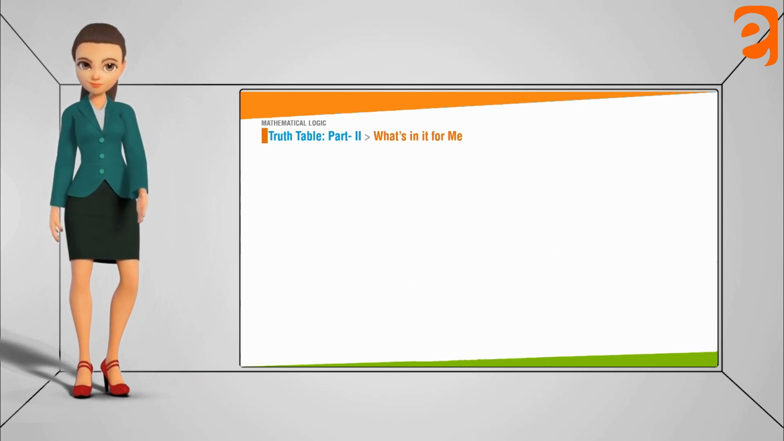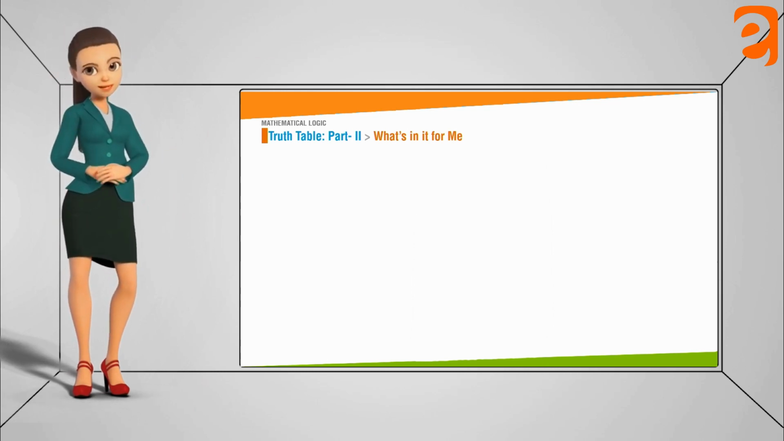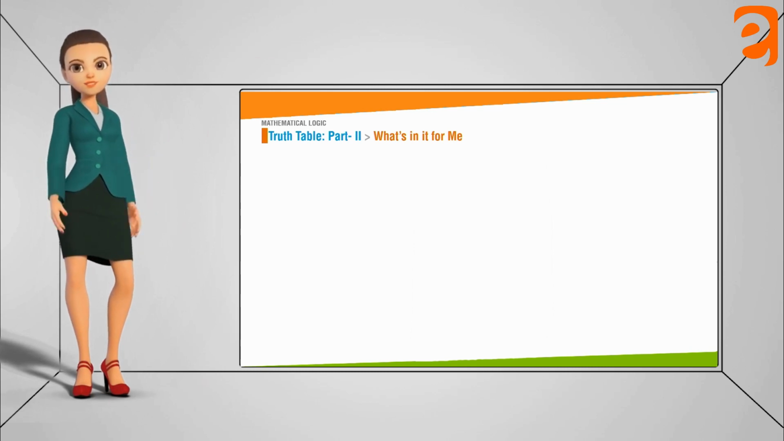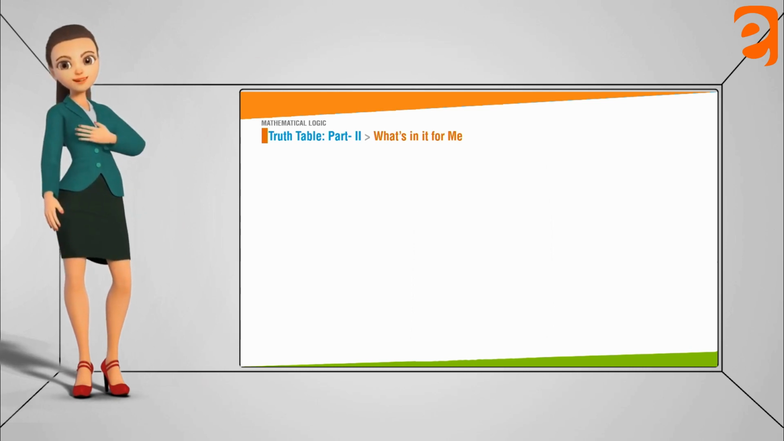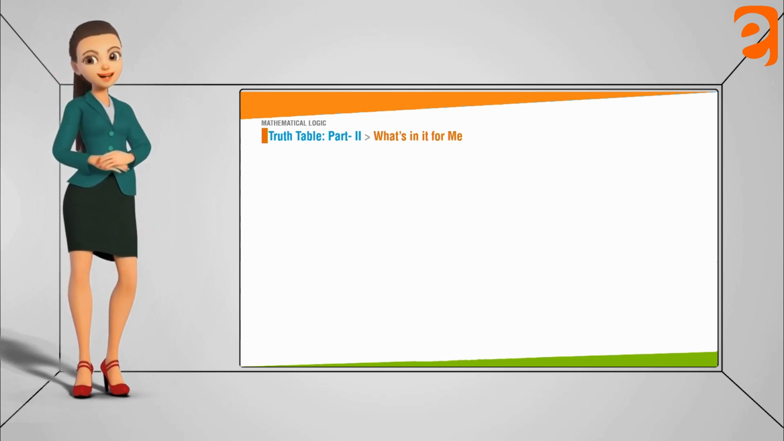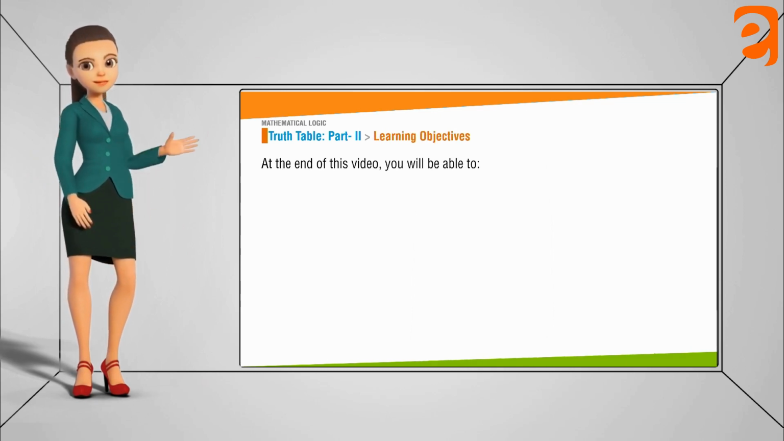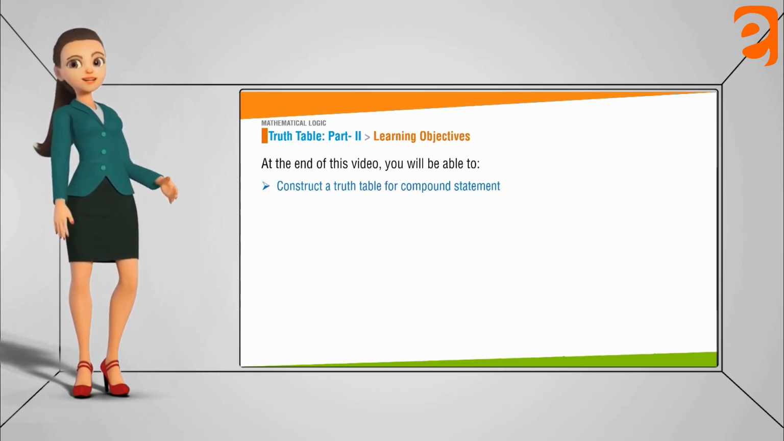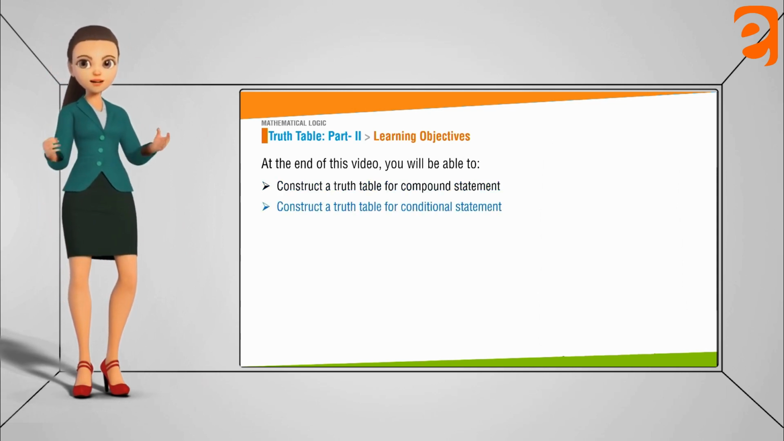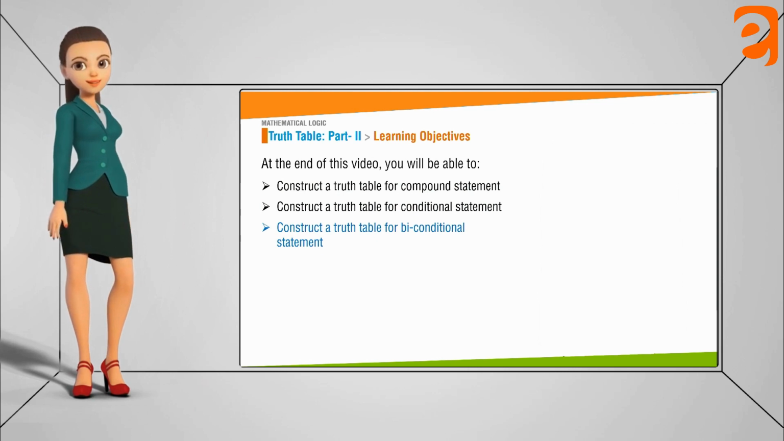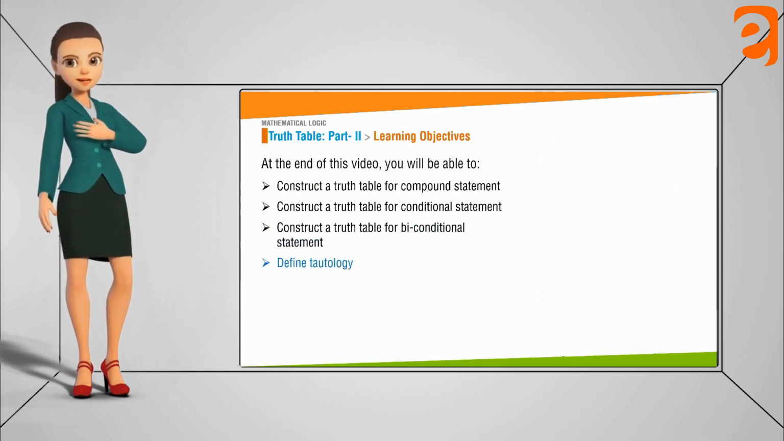In the present video, we will discuss the construction of truth tables of a compound statement, conditional and biconditional statements. Also, the definitions of tautology and contradiction will be discussed and explained with the help of some examples. At the end of this video, you will be able to construct a truth table for a compound statement, a truth table for a conditional statement, a truth table for a biconditional statement, and you will be able to define tautology.